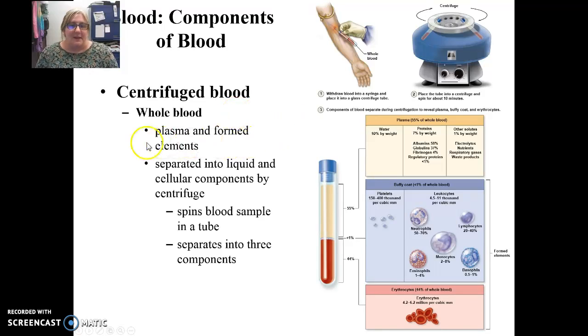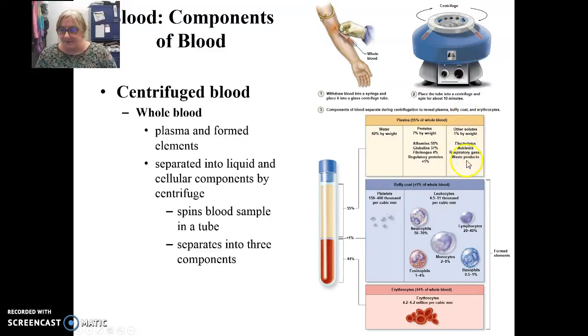If we take blood and we centrifuge it, so that's what this little machine is, it spins the blood really fast. Larger material will settle out at the bottom and the lighter material will be at the top. When we centrifuge it, this is what blood looks like, and you can see the breakdown. The plasma makes up about 55% of our blood, and it's mainly composed of water with a bunch of different proteins and other potential materials.